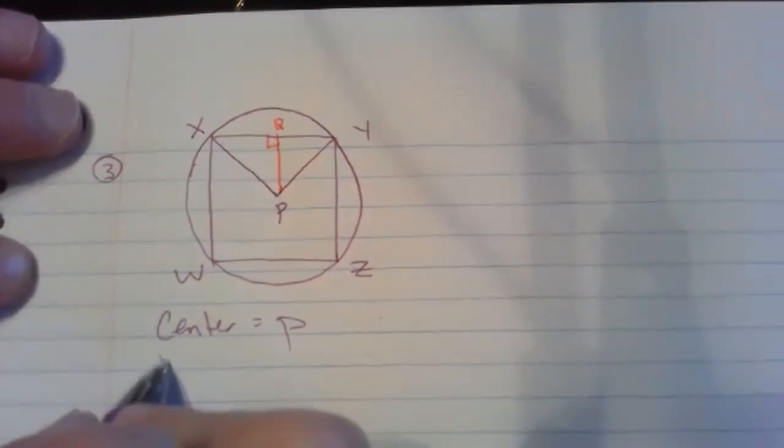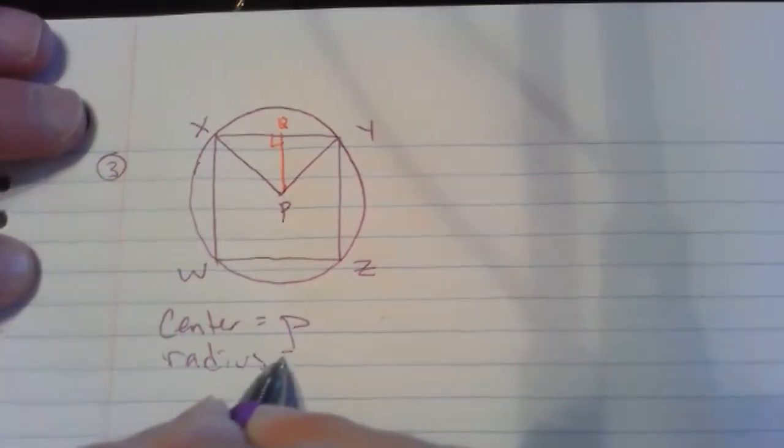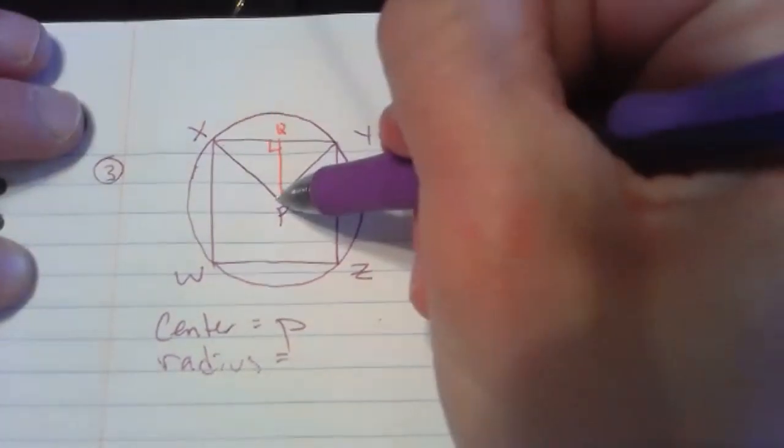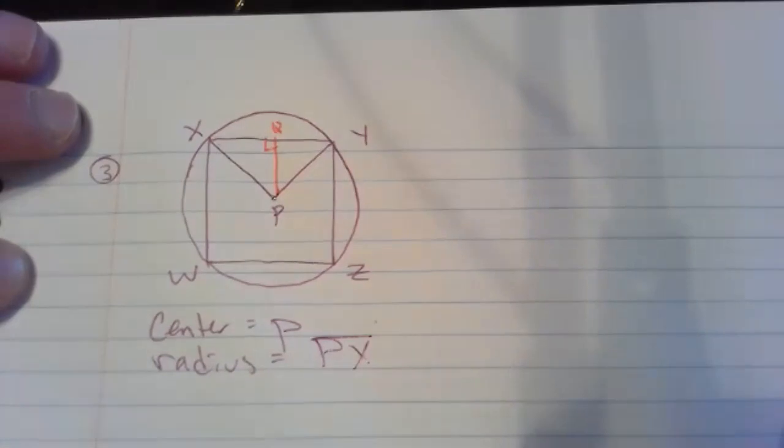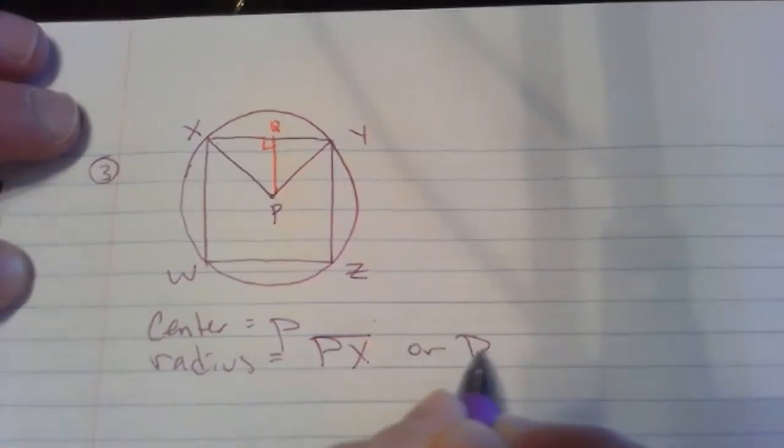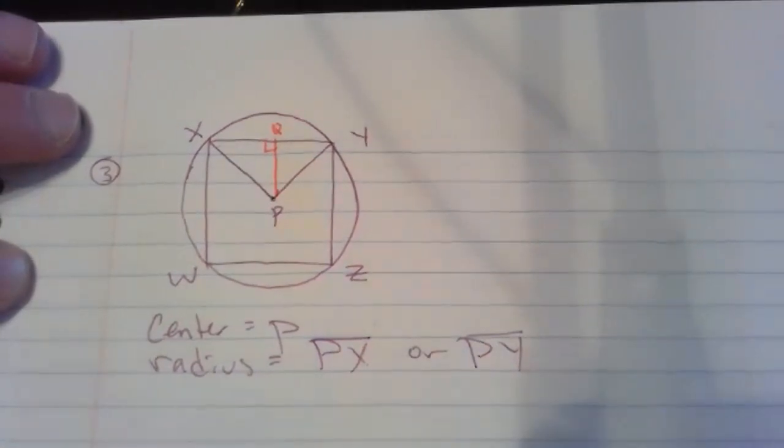What is a radius? All right, so see if you can say it before me. Start from the center. What is a radius? Well, we could say PX. Is there another good answer out there? I hope you said PY. Good job if you did.